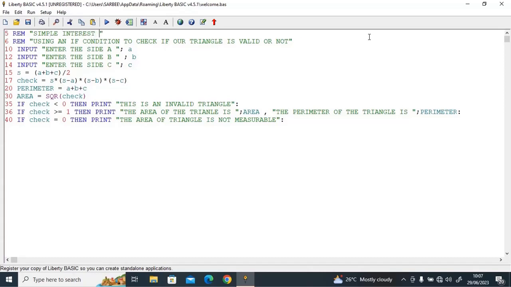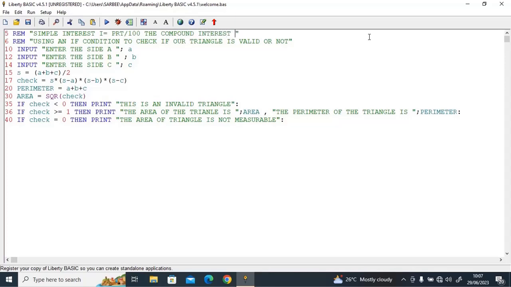So simple interest, the formula is I equals PRT over 100, right? If I'm right. And then the area of simple interest and the area of compound, and the compound interest.